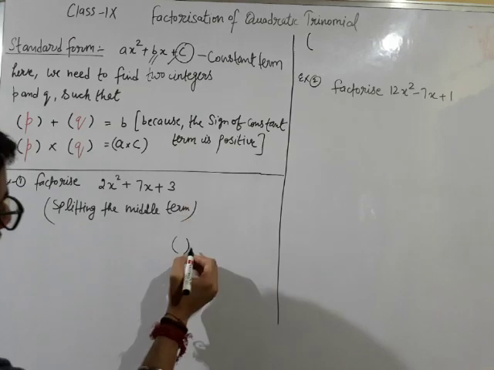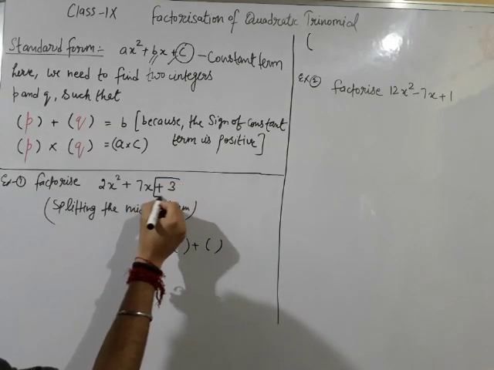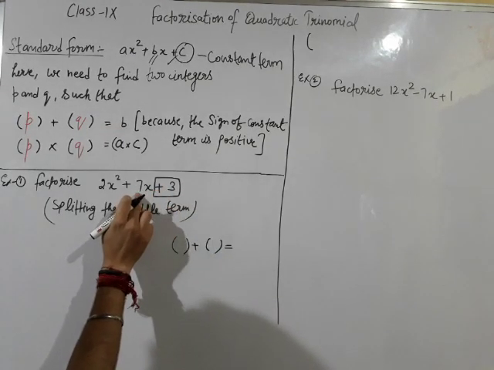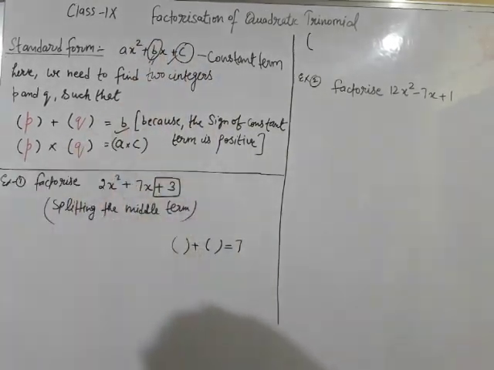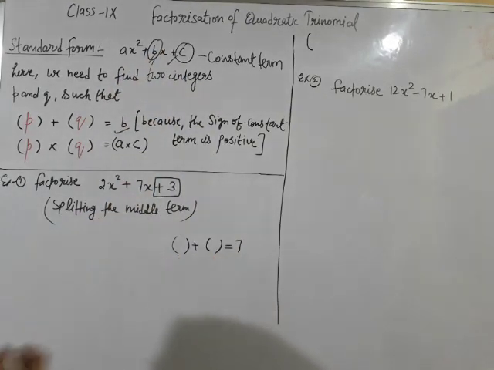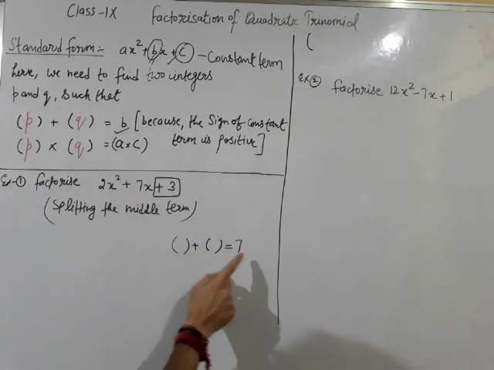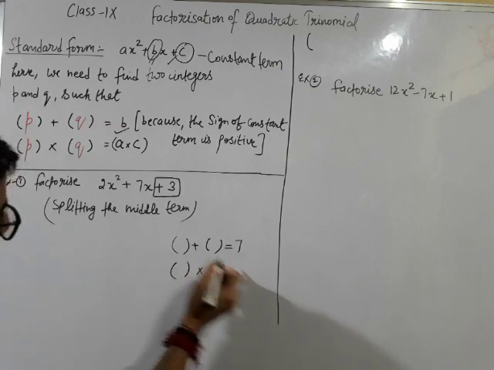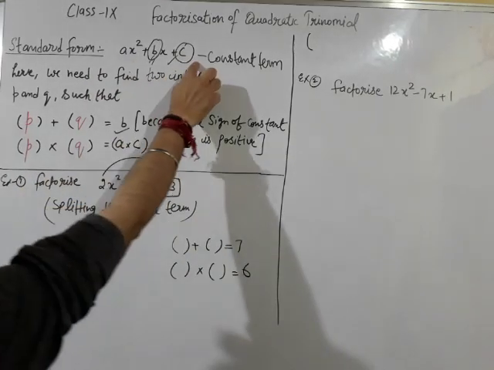we add them. Why are we adding? Because the sign of the constant term is positive. After adding both, we should get the middle term, and the middle term is 7, meaning we should get b by adding. Here in place of b we have 7. So we have to find two integers such that by adding them we get the middle term 7, and we have to multiply both the integers to get 2 multiplied by 3, 6, means a multiplied by c.